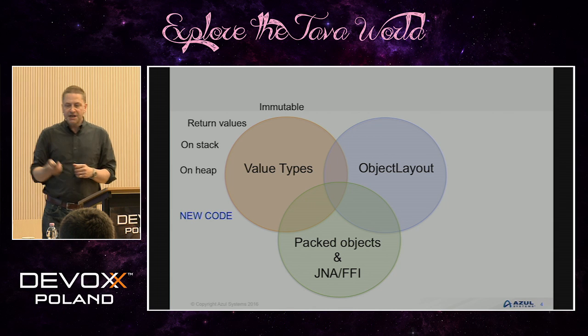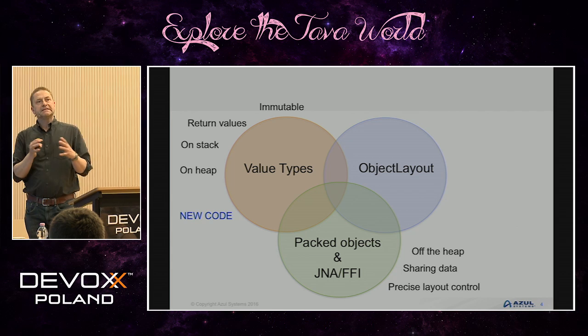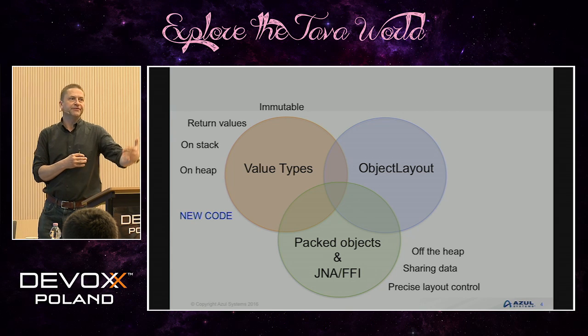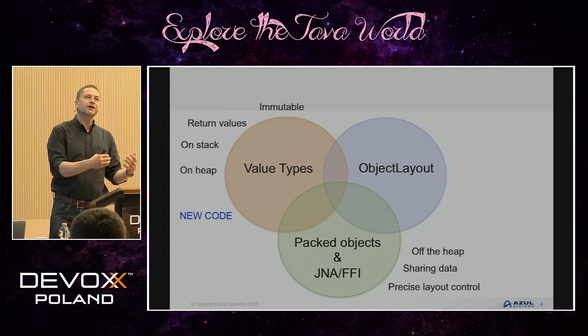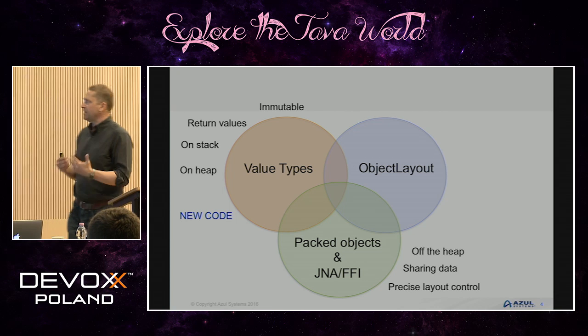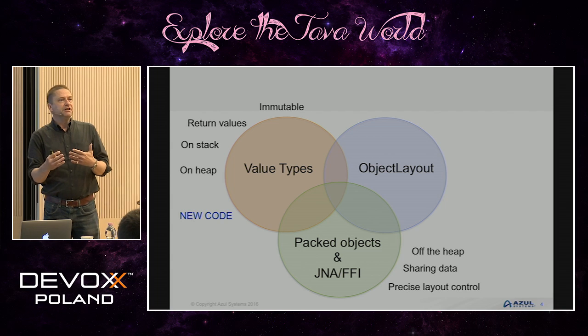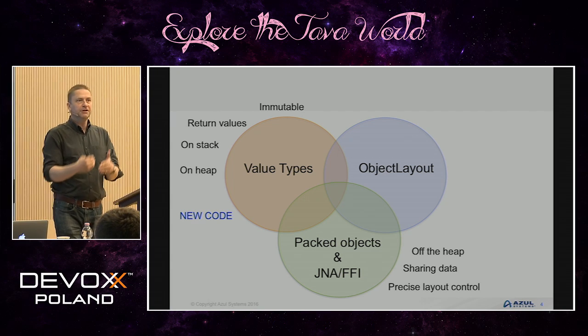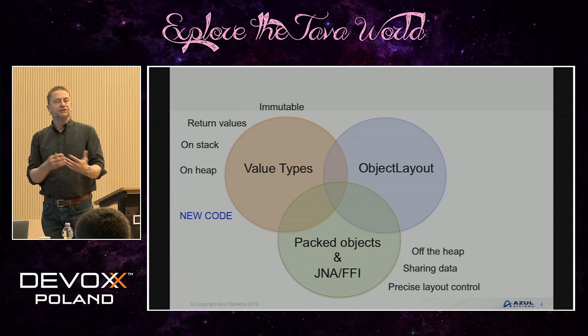If we look at packed objects and the foreign function interface, this is about interacting with native code. So the way that's going to work is by using memory which is allocated outside of the heap. So not on the heap as we're doing with ObjectLayout. It's much more about sharing data between native code and Java code. And it's very much about precise layout of data.